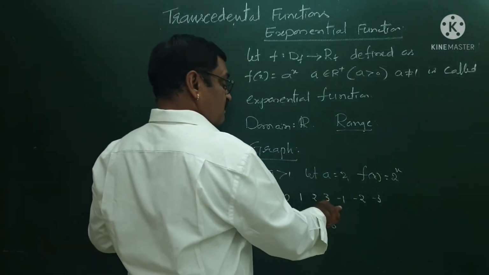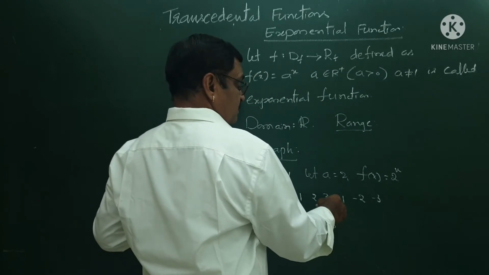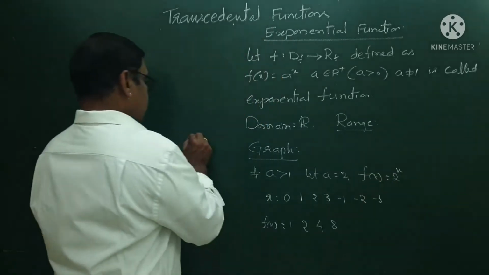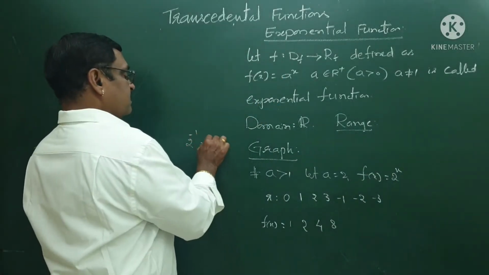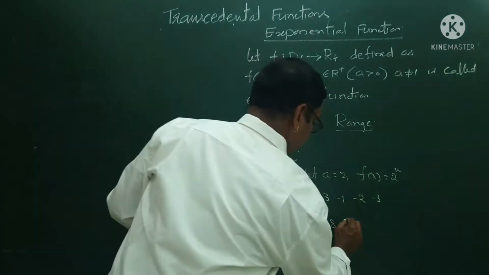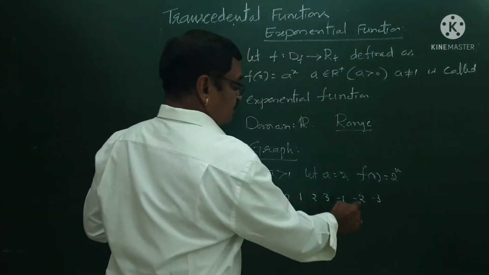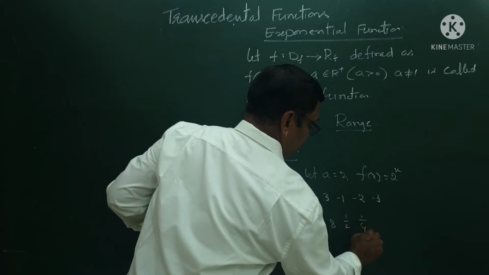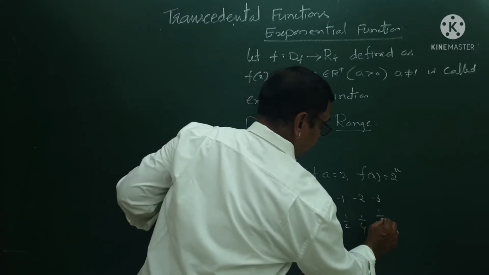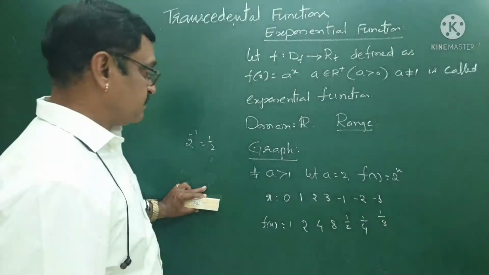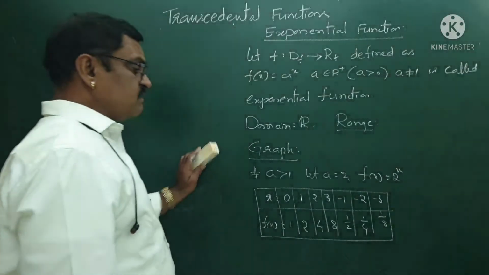Now when x is equal to minus 1, I get 2 power minus 1, which is nothing but 1 by 2. When x is equal to minus 2, I get 1 by 4. When x is equal to minus 3, I get 1 by 8. Okay, using these values, let me draw the graph.